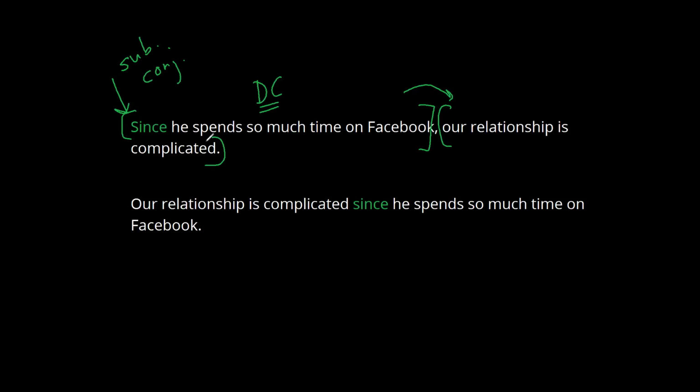So in other words, dependent clauses cannot be a sentence by themselves. Independent clauses can be perfectly fine by themselves as a sentence. And you can now see that this is the case. So our independent clause, our relationship is complicated, that can be a sentence. Our first clause, since he spends so much time on Facebook, that's not complete. And it's because of this conjunction that it's not complete.